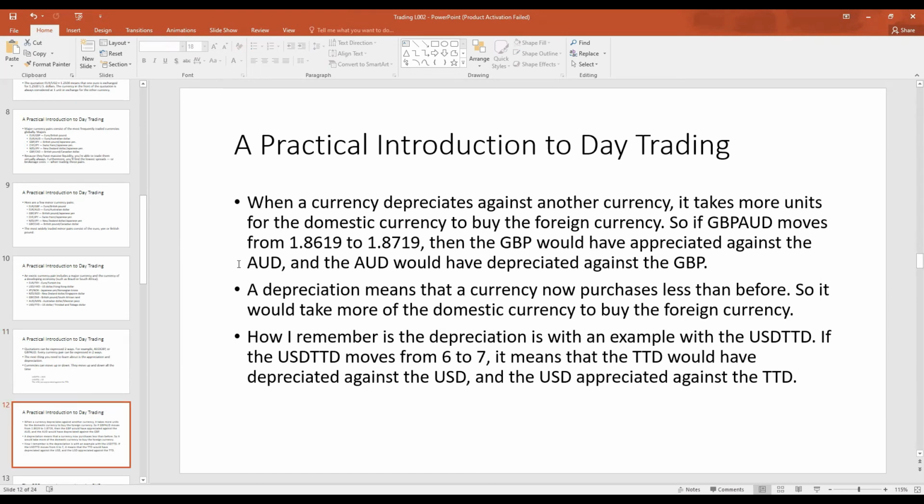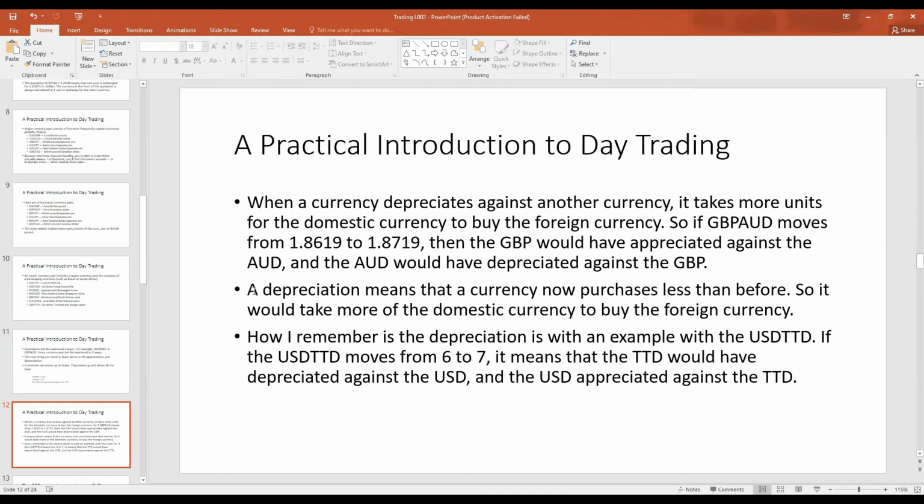When a country's currency depreciates against another country's currency, it takes more units of the domestic currency to buy the foreign currency. So for example, if the GBP AUD moved from 1.8619 to 1.8719, then the GBP would have appreciated against the AUD, and the AUD would have depreciated against the GBP.